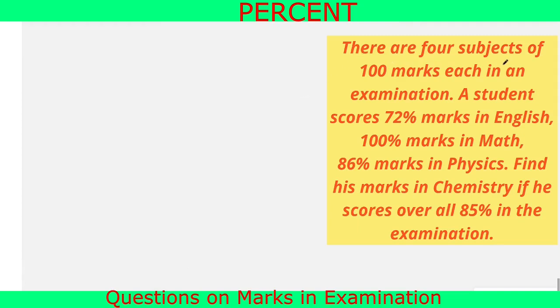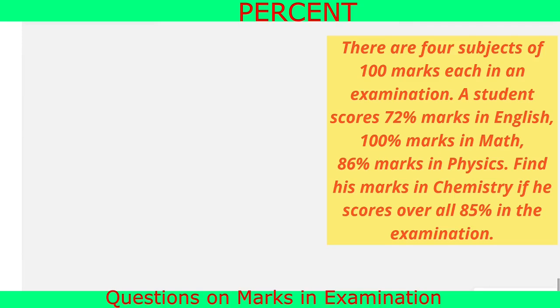There are 4 subjects of 100 marks each in an examination. A student scores 72% marks in English, 100% marks in math, 86% marks in physics. Find his marks in chemistry if he scores overall 85% marks in the examination. It's a very simple question. Basically it is on the average of total marks.